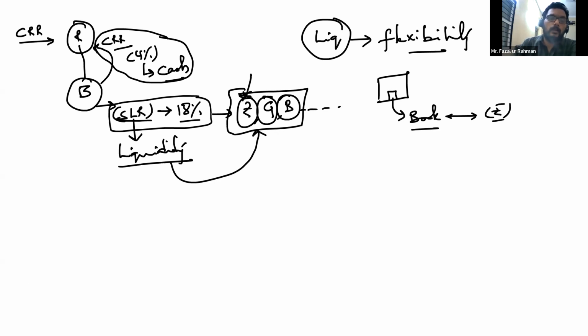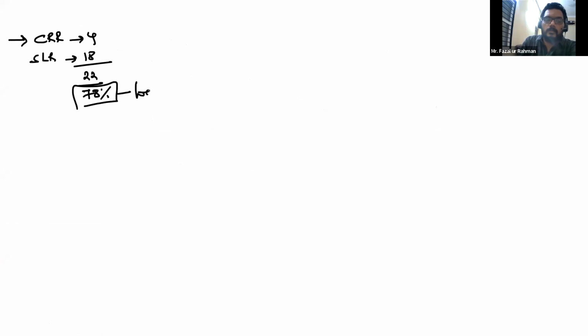Now, along with SLR and CRR, there are other things which you should understand. I told you CRR, you'll make it 4 rupees. SLR, you are making it 18 rupees. Put together, they are 22. Now 22 means what is left? 78 rupees is left with me. This I'll give in loans.